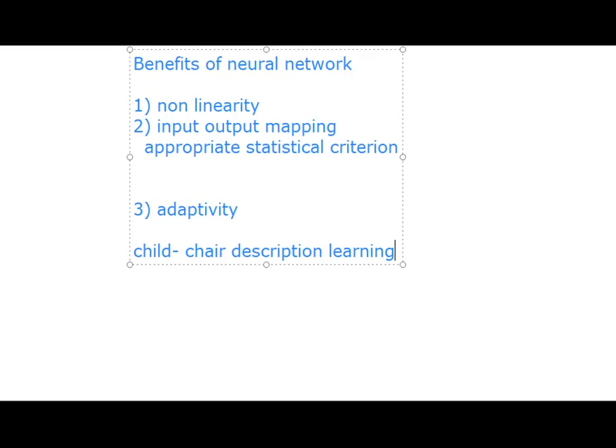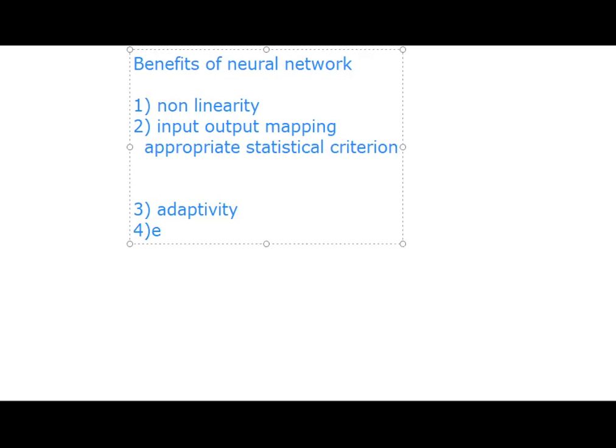Now moving on to the fourth point, evidential response. What is evidential in the context of pattern classification? A neural network can be designed to provide information not only about which particular pattern to select, but also about the confidence in the decision.